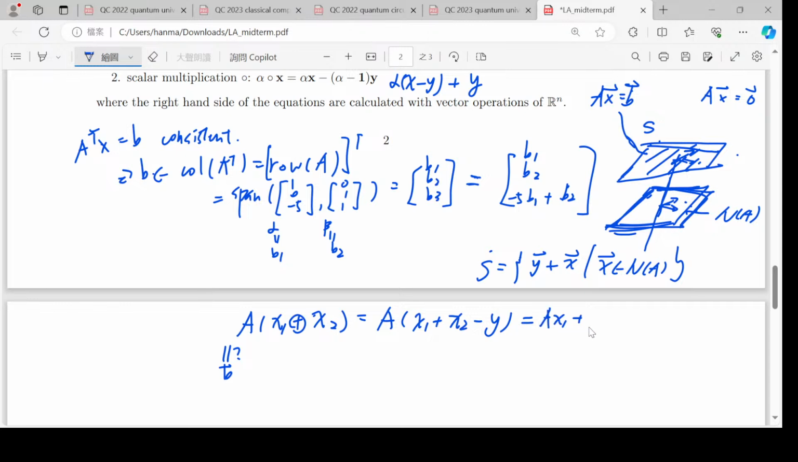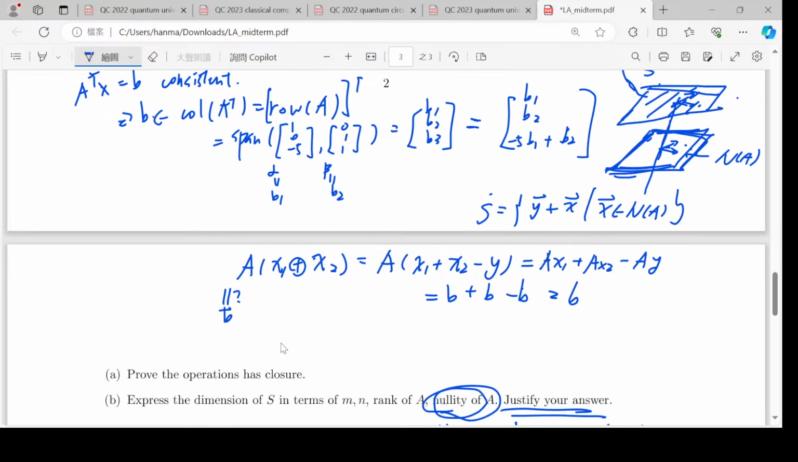So Ax1 plus Ax2 minus Ay, because of the linearity of matrix multiplication. And then this is equal to, so Ax1 equals B, Ax2 equals B, and Ay equals B. And yeah, so that's equal to B as we want.